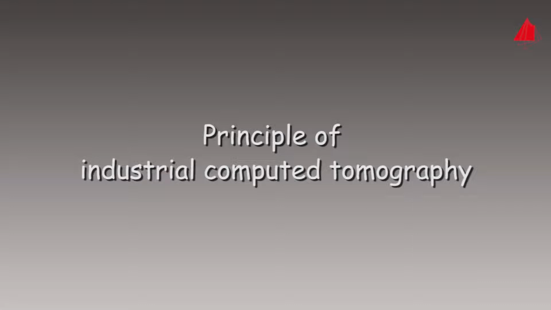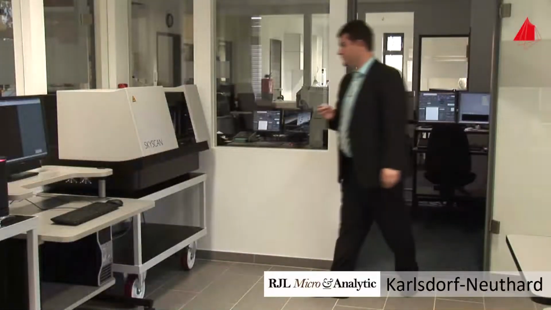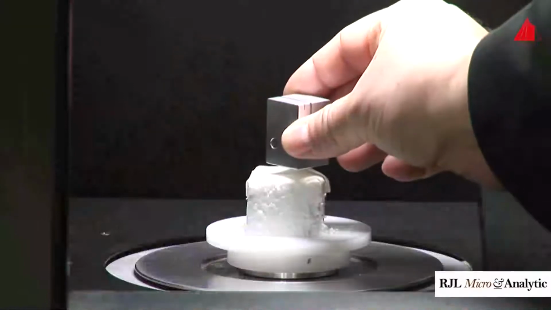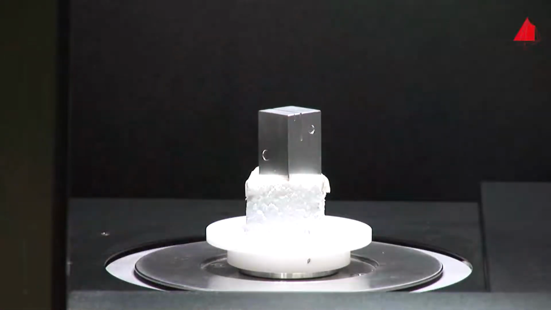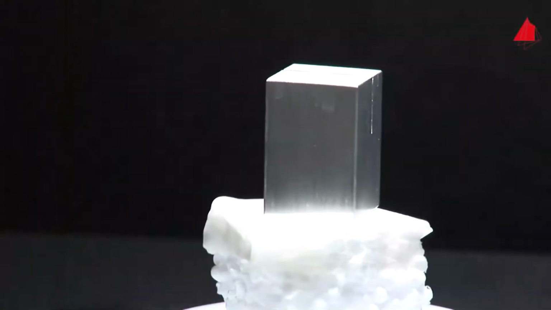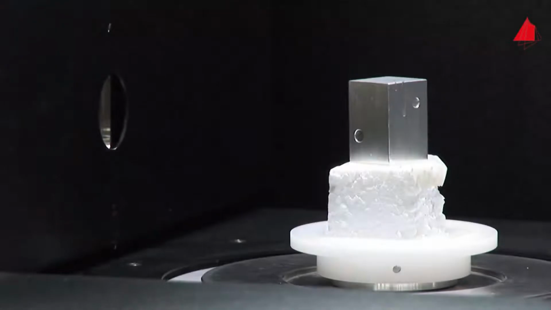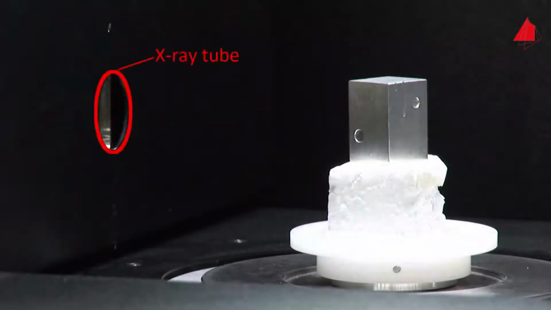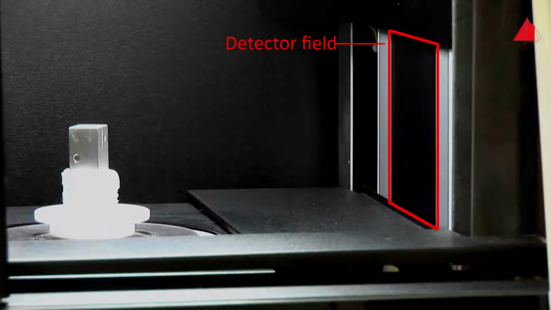The aim of industrial computed tomography is to create a three-dimensional computer model of the sample. To explain the principle, we are going to examine a simple rectangular aluminium specimen. It is placed on a rotating sample stage. Various saw cuts and drill holes have been machined into the specimen. The X-ray tube is located on the left side. The detector field is on the right-hand side.